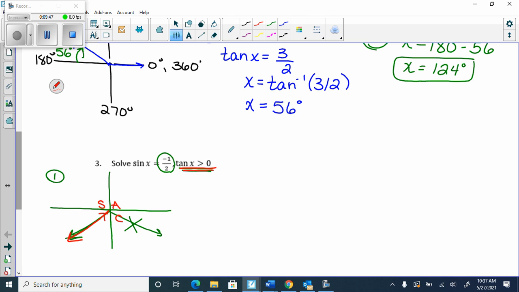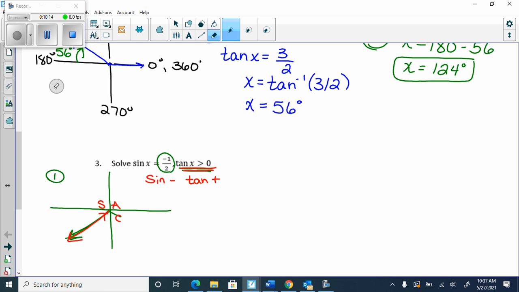We need it where sine is negative. I need it where sine is negative and tan is greater than 0, so tan is positive. Well, where is sine negative? Here and here. Where's tan positive? Here and here. Where do I double up? Only here. Make sense? So this one here doesn't exist.